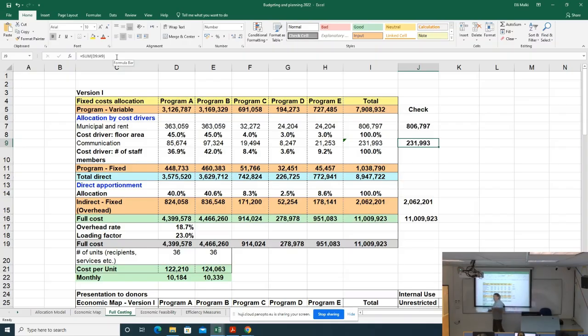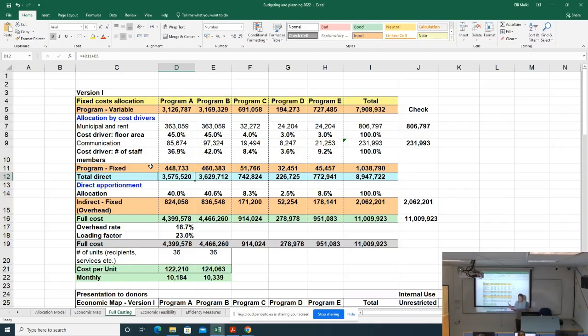Okay, so basically once we have done that, and of course we can have many different cost components with different cost drivers, eventually we have the second layer, which is the total program fixed. Okay, so let's do it step by step. So 448 is the sum of what we allocated to program A due to municipal and rent, plus what we allocated to program A due to communication. And the blue line is the total direct cost of the program.